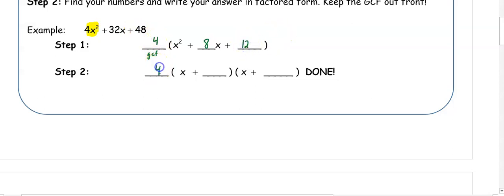So we're going to bring our GCF down to our second step. And now we want to focus on the box problem like we've been doing. So we want to figure out what are 2 numbers that multiply to 12 and add to 8. So those numbers are 2 and 6. So we have x plus 2 and x plus 6, and then we are done. So it's one more step than we're used to.